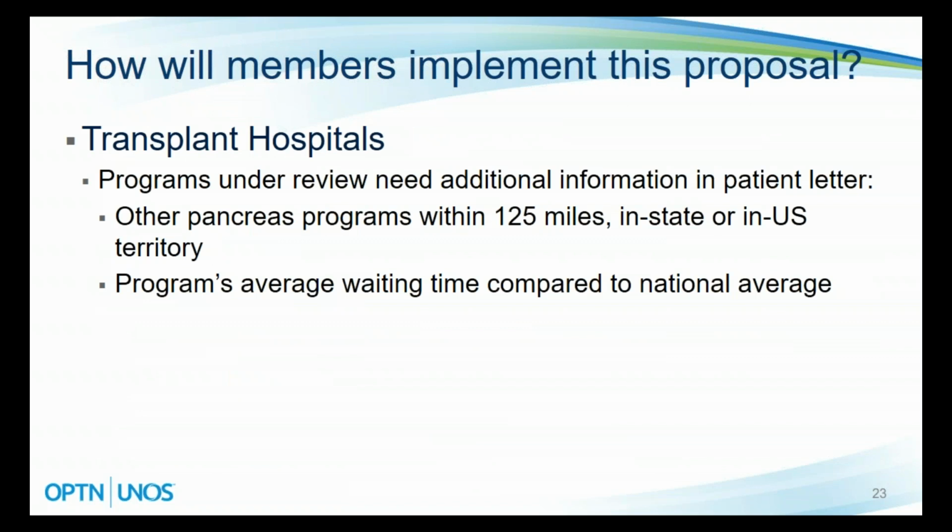How will members implement this proposal? Programs would be reviewed in this case only if they fail to meet the transplant threshold, which is 2 transplants in 12 months, and they would have to have a higher waiting time average than the national average. If a program is flagged for functional inactivity review, the letter that is currently sent to patients would have 2 additional elements, which would be information about any pancreas programs within 125 miles in state or in the United States territory, and it would have to list the program's average waiting time compared to the national average. Next slide.